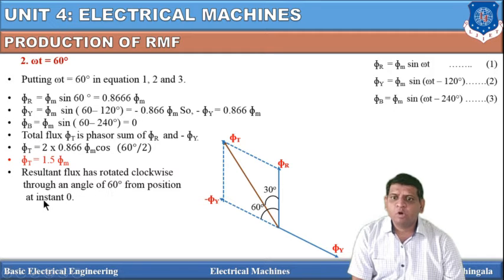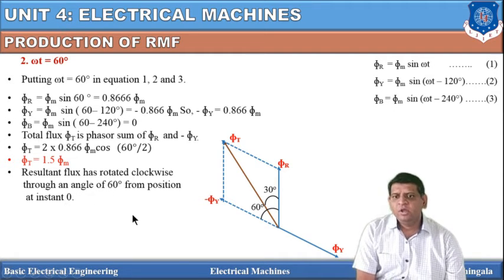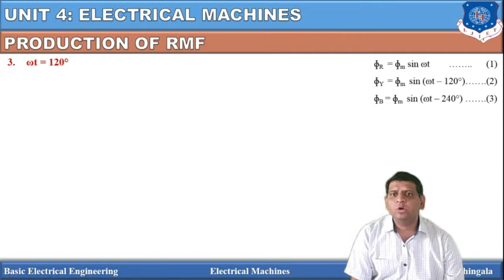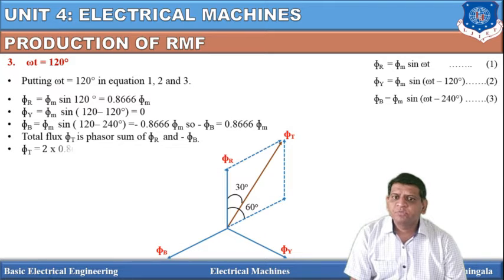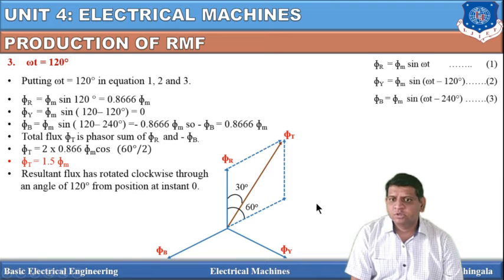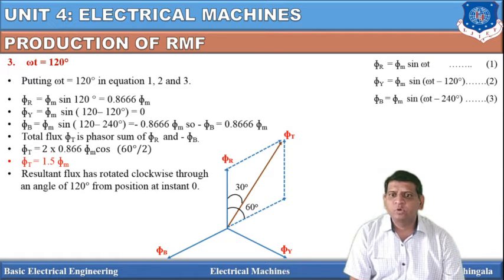Resultant flux has rotated clockwise through an angle of 60 degrees from the position at instant 0. Now, if you take the third instance at omega t equal to 120 degrees, and find phi t, the magnitude is again the same, but the position of this magnetic flux or magnetic field is again rotating in a clockwise direction. So at all the instances 0, 60 and 120, you can check from this phasor diagram that it is continuously rotating. Here the resultant flux has rotated clockwise through an angle of 120 degrees from the position at instant 0.